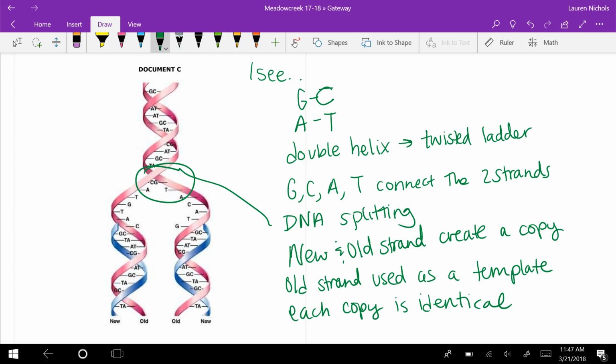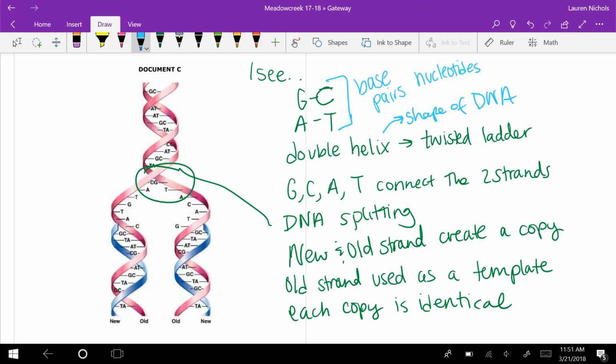Now, there's a lot of other information that I don't see in the document, but I know because of this evidence. So I know that the double helix is the shape of DNA. What I also know, based on this, is that G, C, A, and T are examples of base pairs, which are also called nucleotides. All of these things I know are based on the evidence that I see.